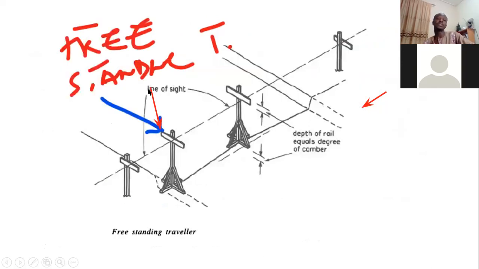And here we have a free standing traveler. Someone could just hold a traveler, but you could also construct it in such a way that you can move it, okay? And with your side rails, you just move them around. So the next time we see a construction site, just look so that you can identify some of these things. All right.